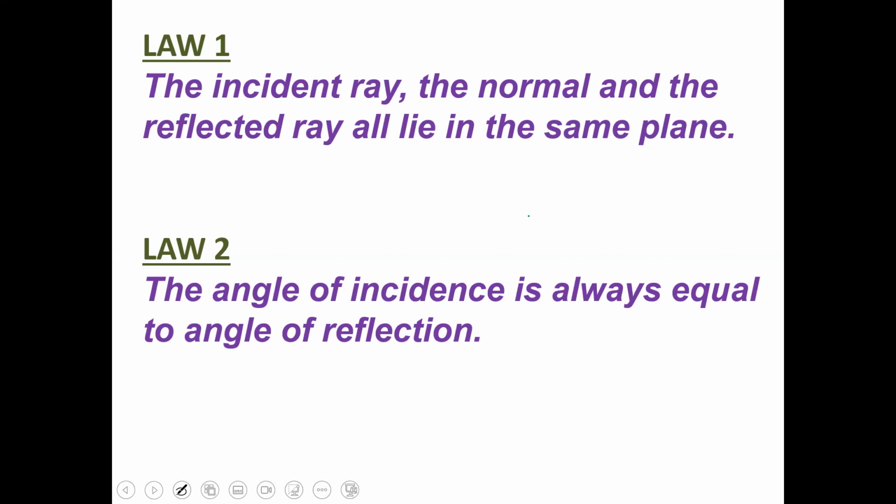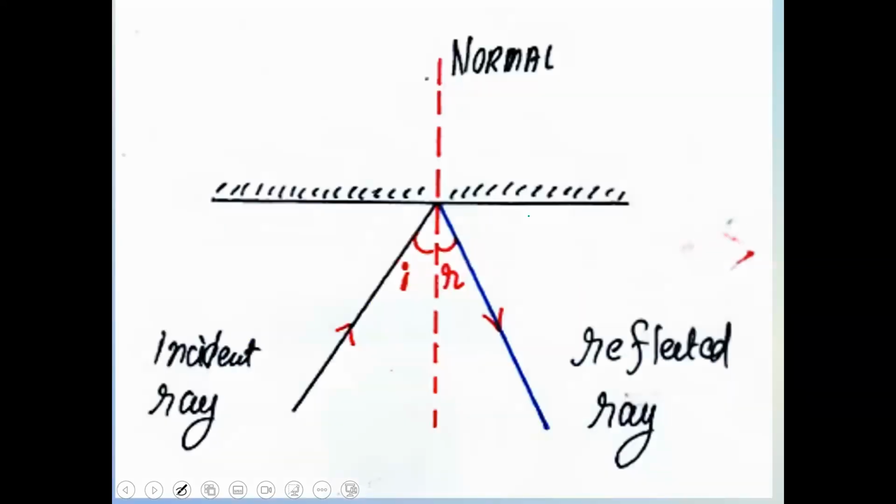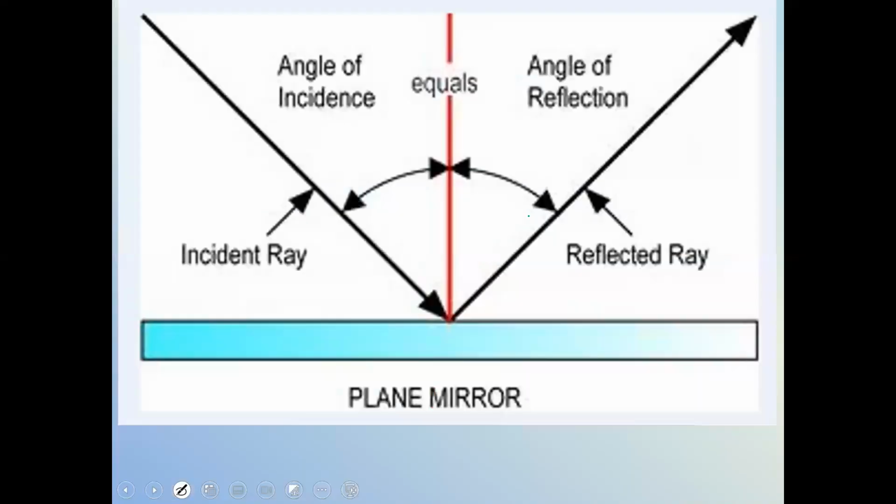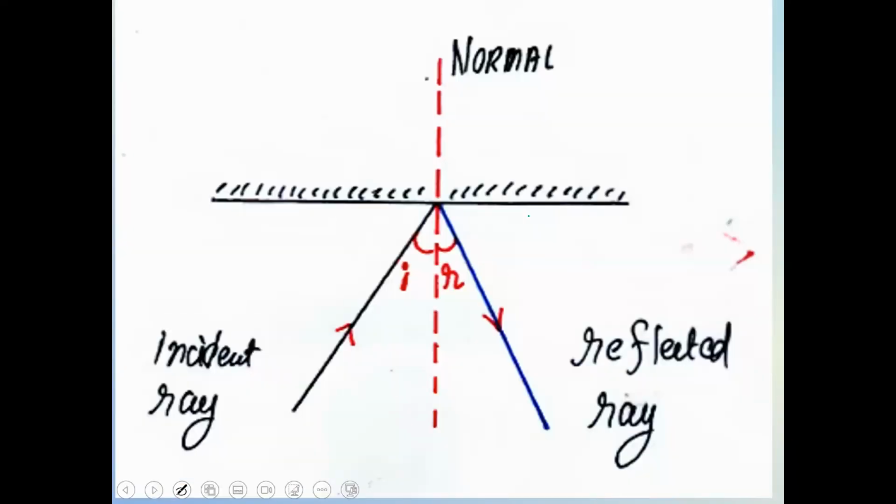Done. Now look at this law. This is called the incident ray, which is coming to the mirror. One ray is going backward. This is the reflected ray. And I and R: I stands for angle of incidence and R stands for angle of reflection. The two angles are equal. So you have to copy this screen.